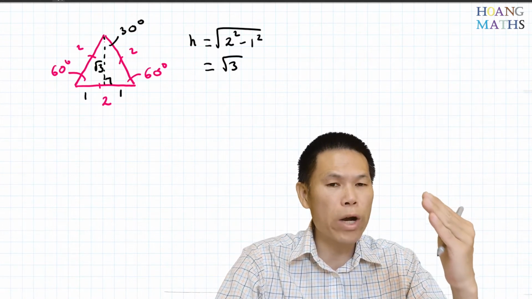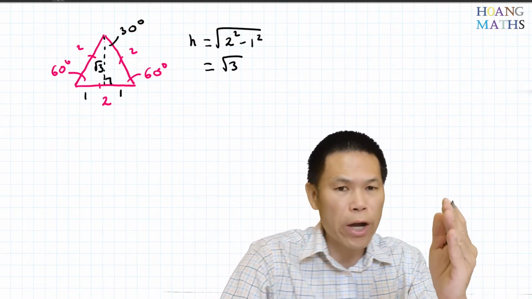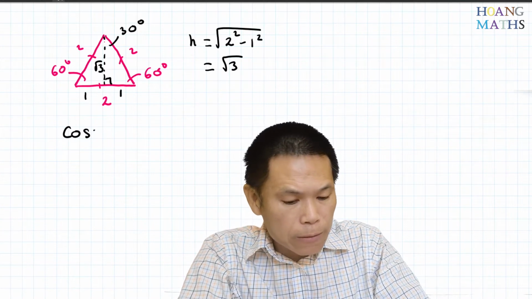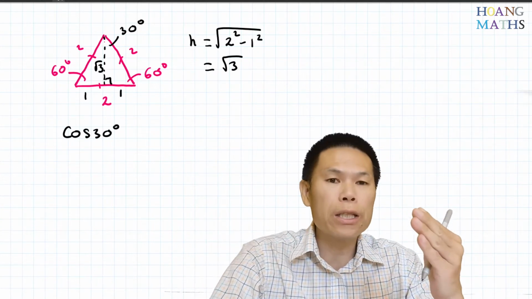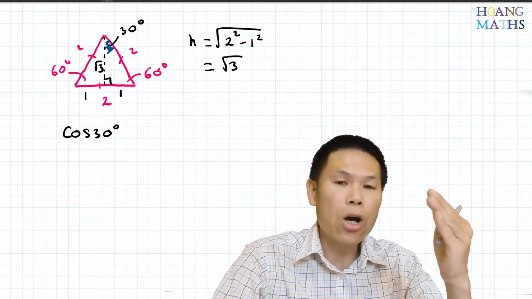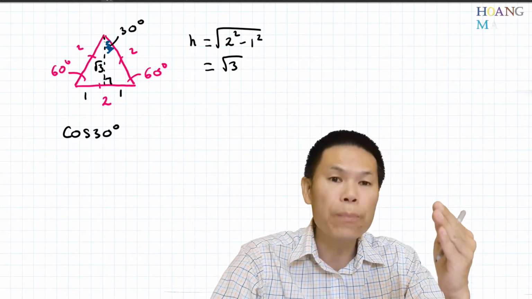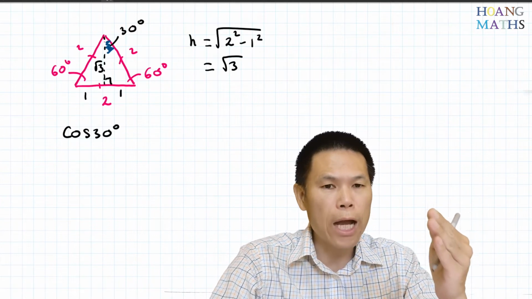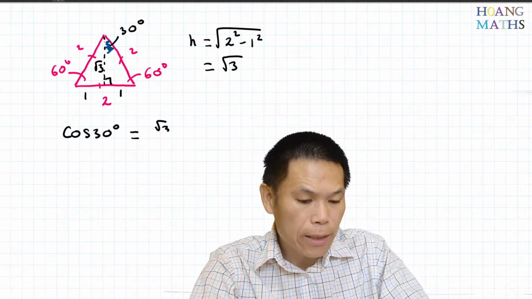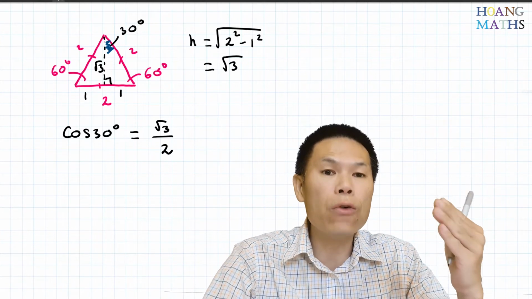And the angles are 60, 90, and 30 degrees. So now we can work out the exact values for this. It doesn't matter which half of the triangle you focus on, they are both the same. So let's say cos of 30 degrees. We're looking at this angle here. Cos is CAH, adjacent over hypotenuse. The adjacent is root 3 and the hypotenuse is 2. So cos of 30 is root 3 over 2.